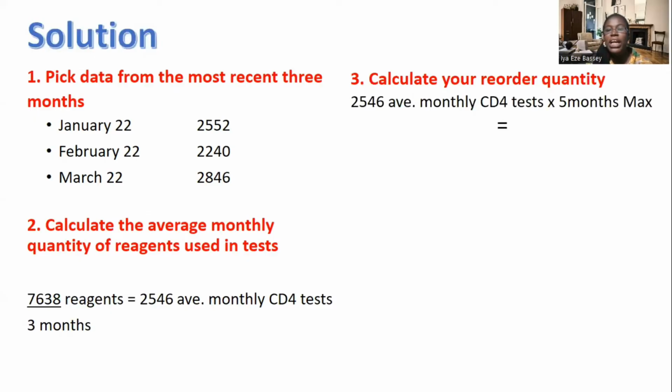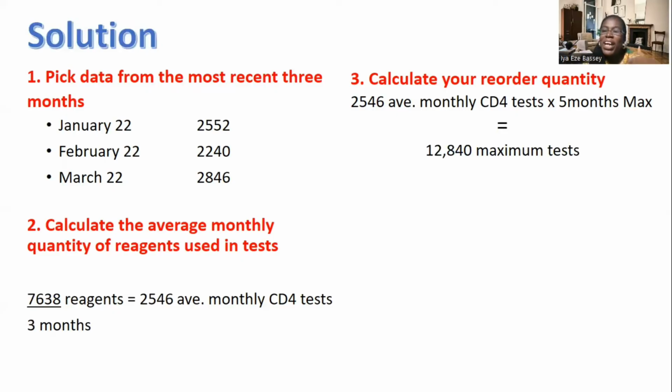Okay, how am I going to do that? I'm going to say that my average monthly consumption, which is 2,568, times my max, which is 5 months. That is going to give me about 12,840 tests. So moving at this average monthly consumption, this is the highest amount of tests my facility can take. So you know that if your average monthly consumption is high, your max will be high because we are looking at it in terms of what month. If your average monthly consumption is low, your max will also be correspondingly low.